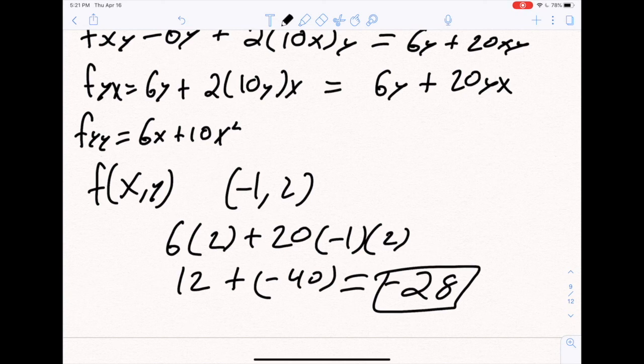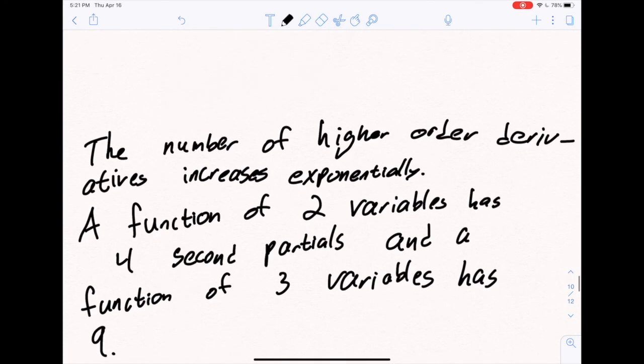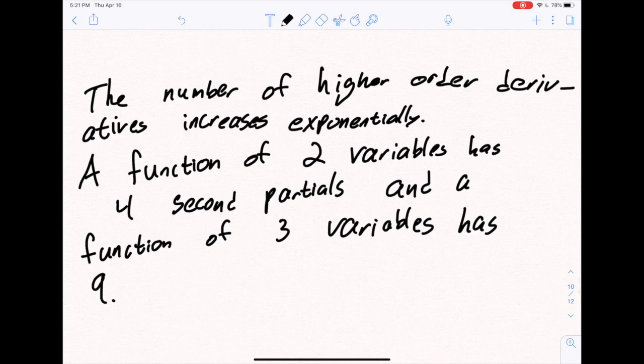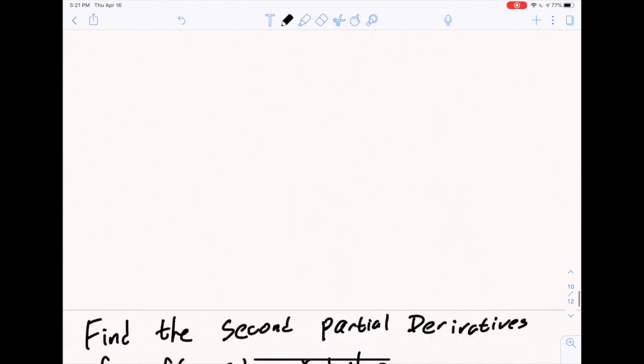A quick note about second-order partial derivatives is that the number of higher-order derivatives increases exponentially. A function of 2 variables has 4 second partial derivatives and 8 third partial derivatives, etc. And a function of 3 variables has 9 second partial derivatives and 27 third partial derivatives. So buckle up for this last question.